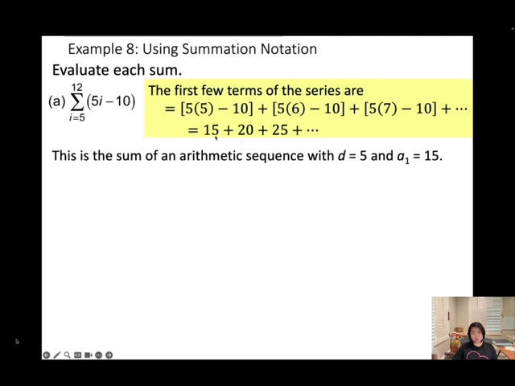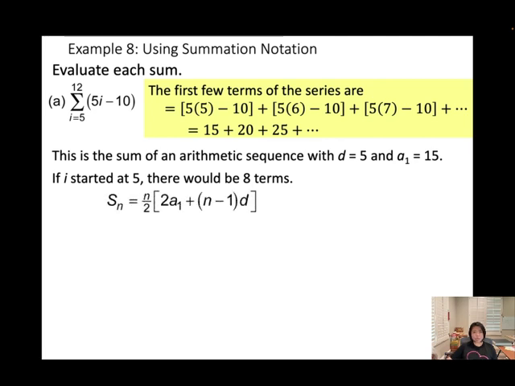Okay, you can see 15, this is going to be your A1, and then you subtract to get the D: 20 minus 15, you're going to get a 5. 25 minus 20, you're going to get the 5. So you know this is going to be an arithmetic sequence. So you're going to count how many terms we have in here. Starting from 5, 6, 7, 8, 9, 10, 11, 12. So that would be 8 terms.